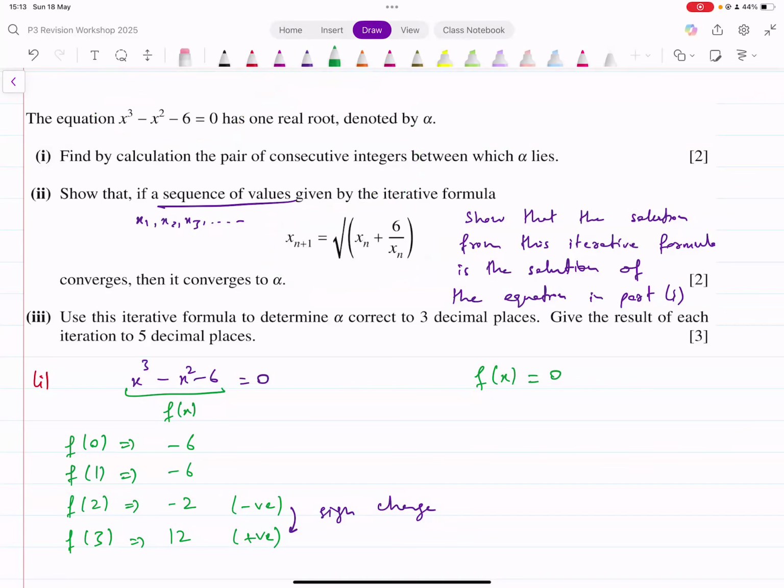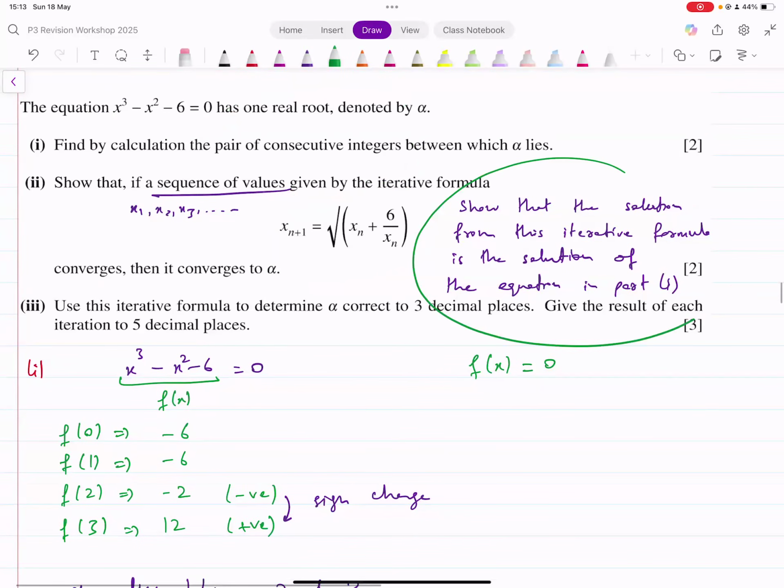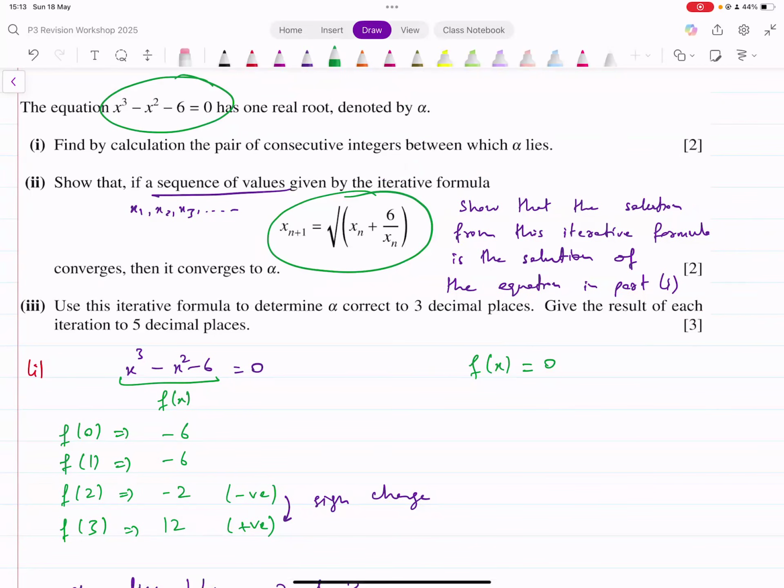Now, how do you do that? This is what we understand from this, right? That the solution from this iterative formula is the solution of the equation in part 1. Now, we don't actually have to use the iterative formula at this point. You can see in the third part, they ask you to do that. We have to show that this iterative formula and this equation are basically coming from each other, right?